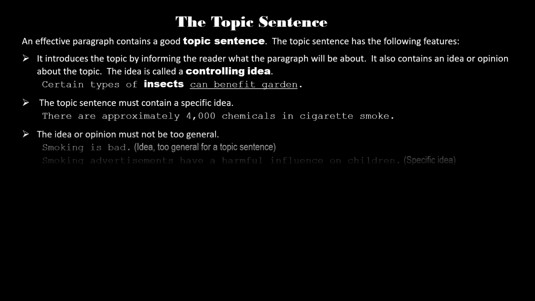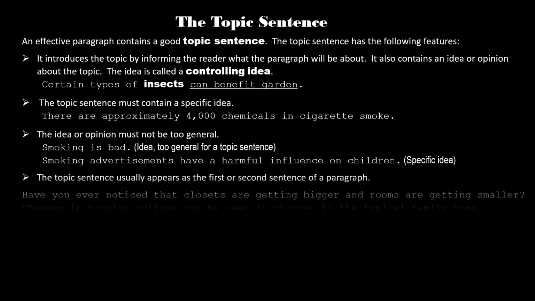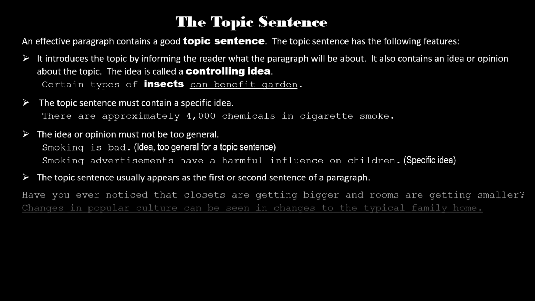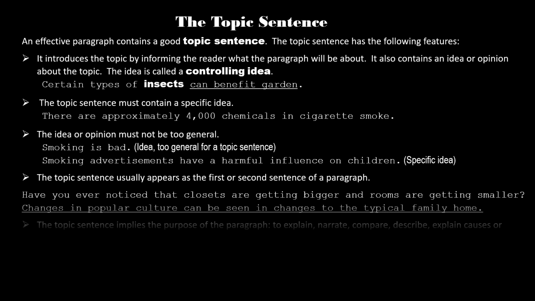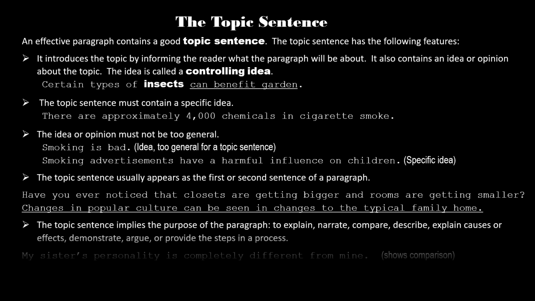Certain types of insects can benefit a garden. The topic sentence must not be a simple fact or detail. Instead, it must contain a specific idea. The idea or opinion must not be too general, or the topic sentence will be unclear.